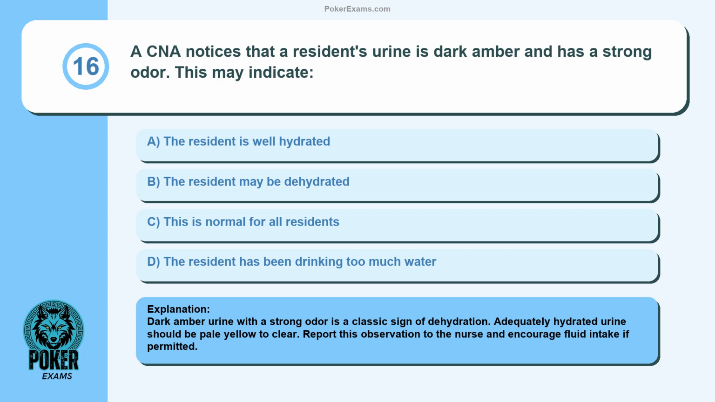Dark amber urine with a strong odor is a classic sign of dehydration. Adequately hydrated urine should be pale yellow to clear. Report this observation to the nurse and encourage fluid intake if permitted.